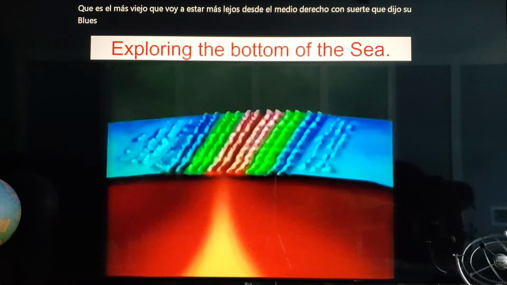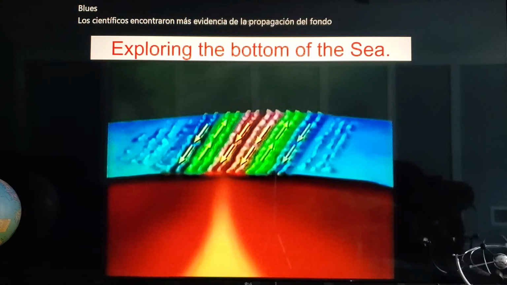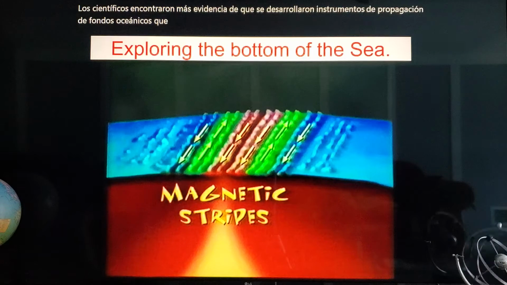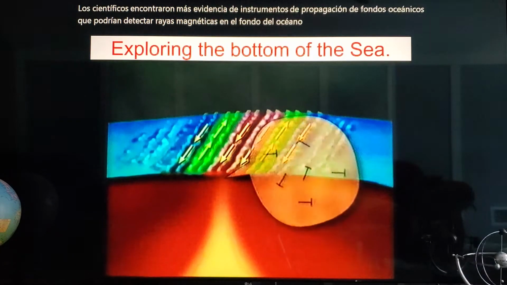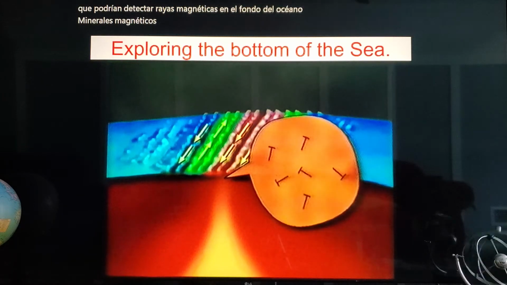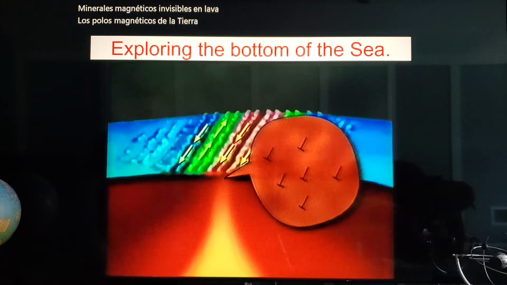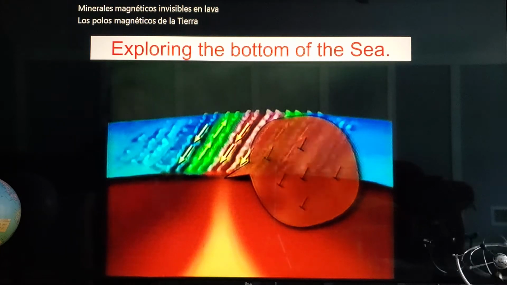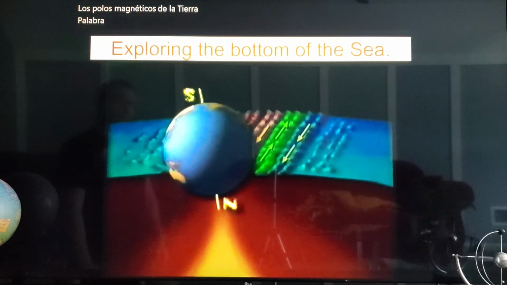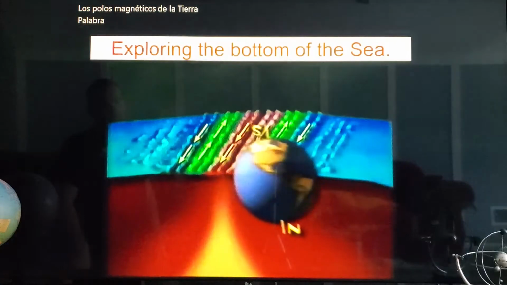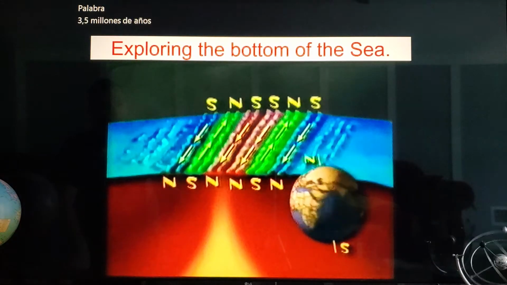Scientists found more evidence of ocean floor spreading when special instruments were developed that could detect magnetic stripes in the ocean floor. These invisible stripes formed when the magnetic minerals in lava lined up in the direction of the Earth's magnetic poles. They provide a permanent record of the history of the Earth's magnetism. What scientists learned is that the Earth's magnetic poles have reversed themselves 9 times in the past 3.5 million years, and each reversal is conveniently preserved and recorded by a magnetic stripe.